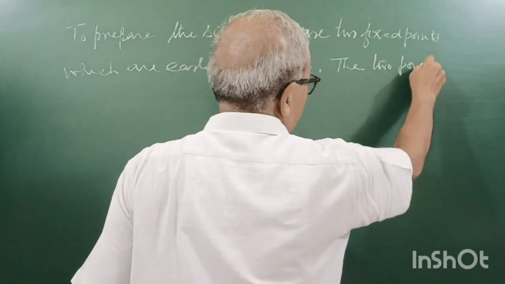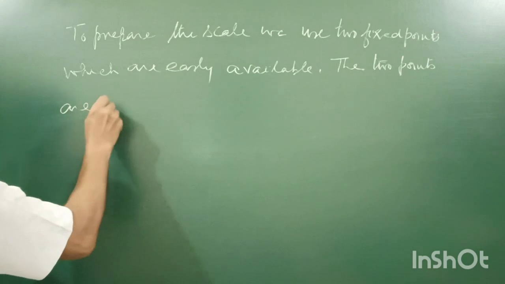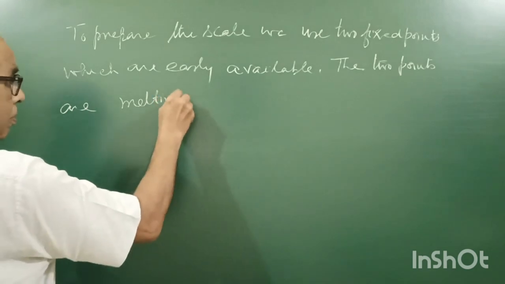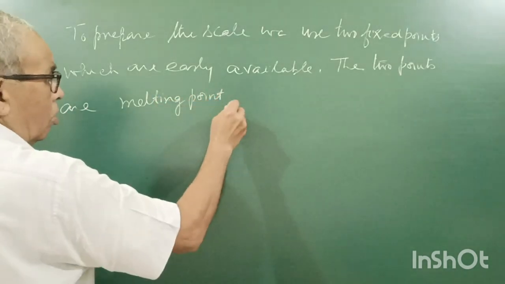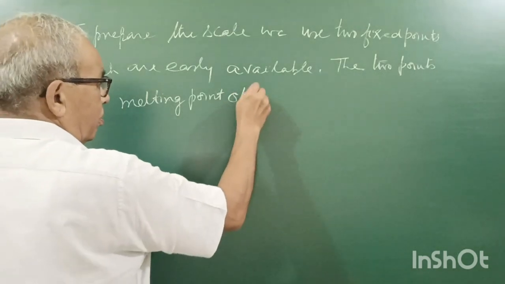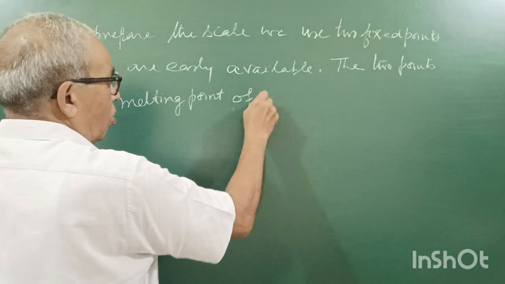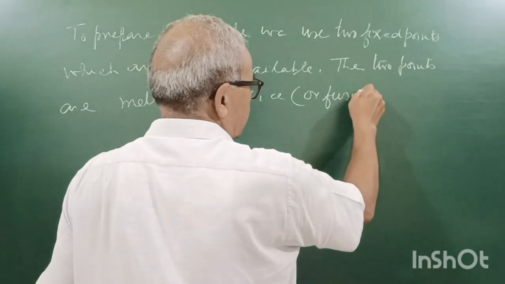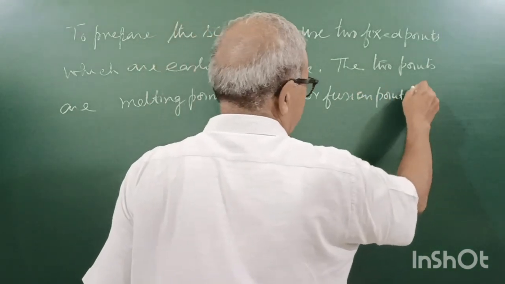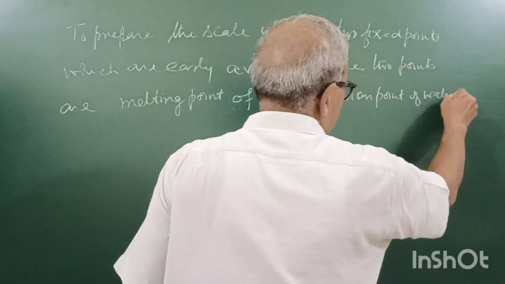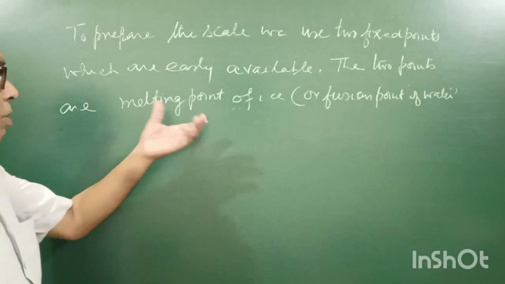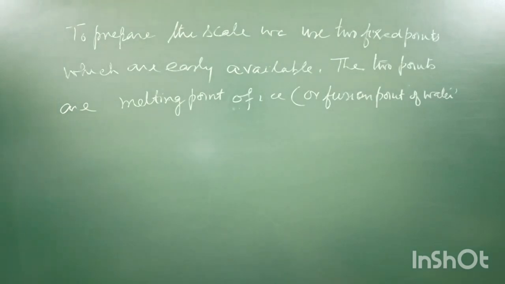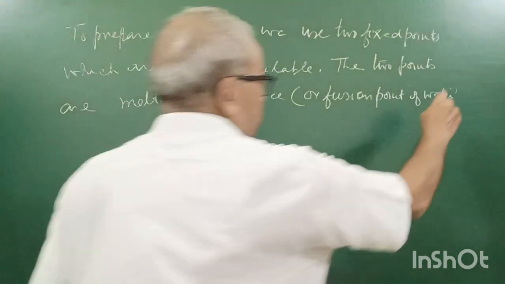The two points are the melting point of ice, which is also called the fusion point of water. This is one point. Actually, ice melts at one temperature, and at the same temperature, water gets fused into ice. So that's why the two are the same.